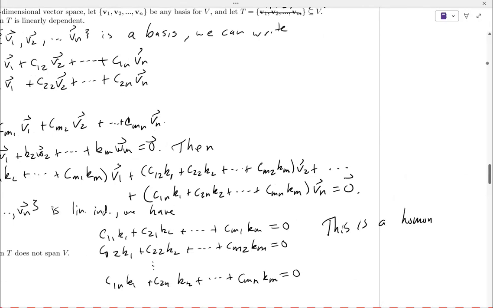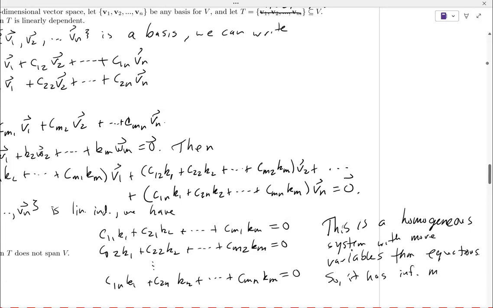This is a homogeneous system with more variables than equations. So it has infinitely many solutions. Now remember, what are the variables here? What variables were we trying to solve for? The C's we know because of the span. The thing we're trying to solve for is the K's, right?